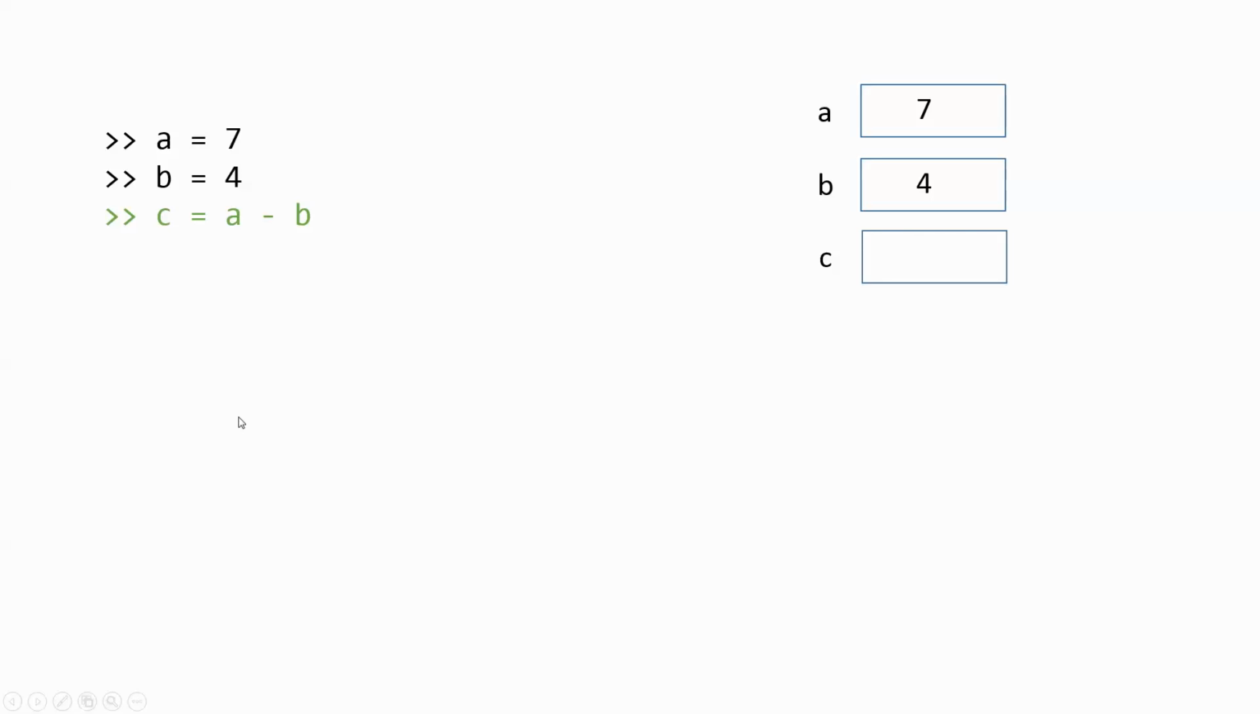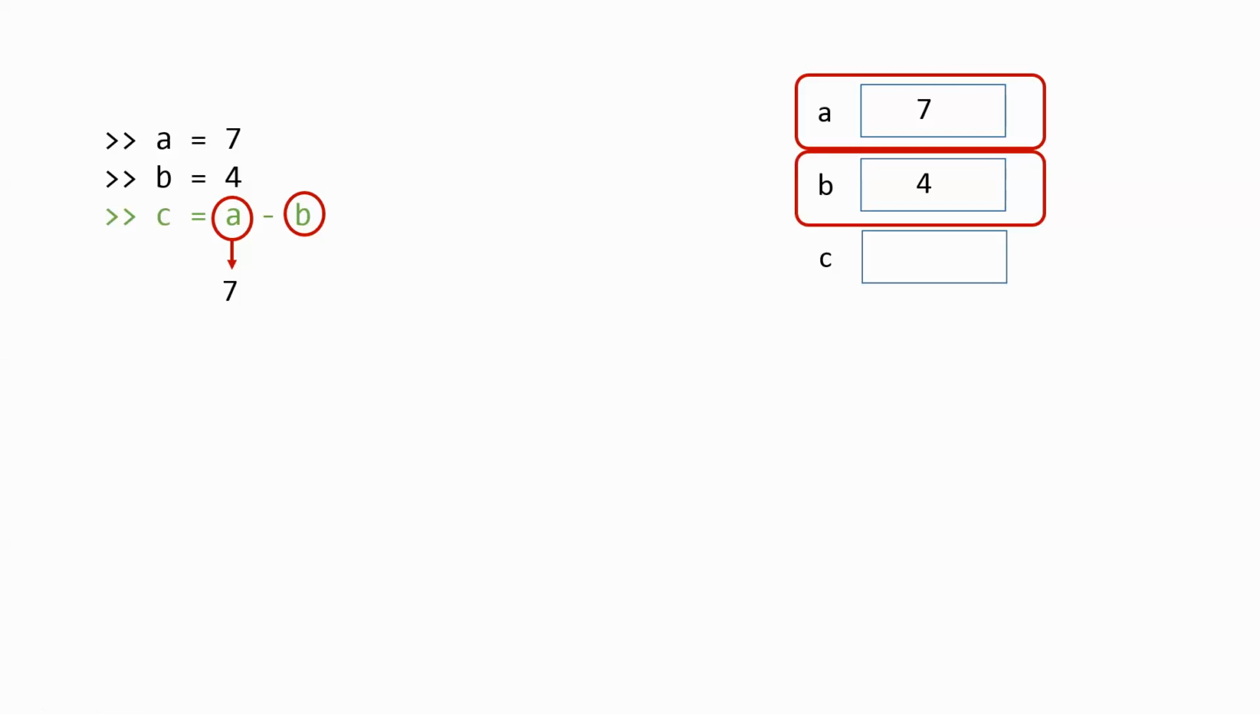Now the question is, what value do we put in that location in memory? Well, first we say, let's get the current value of the variable a. It's 7. So we take the value 7. Now let's go get the current value of the variable b. So this is just a lookup. We go and get the current value as it is right now in memory. That's a 4. So we take 4.